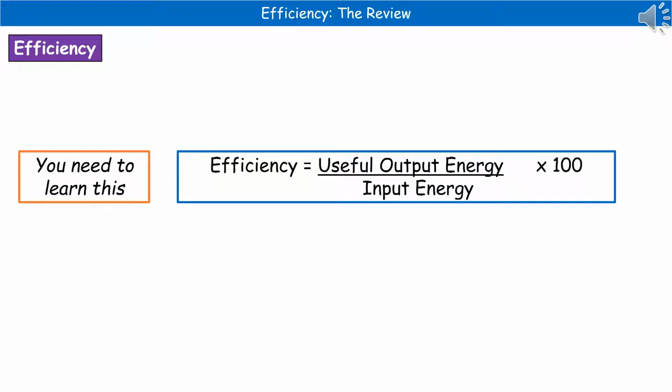When we're talking about efficiency, there is an equation that we need to learn in order to work it out. And the efficiency is the useful output energy divided by the input energy. Now, normally we express this as a percentage, so you then multiply that answer by 100 to give it as a percentage.